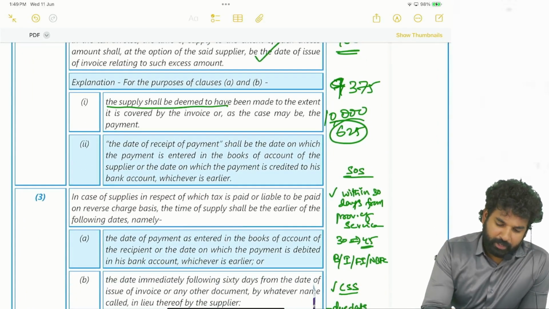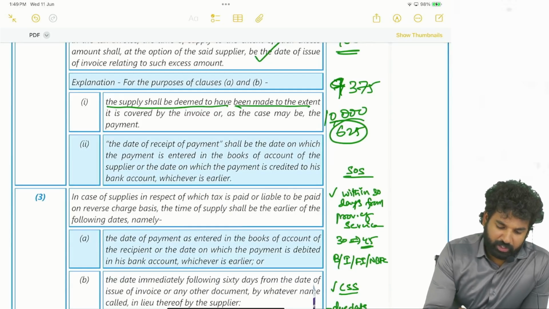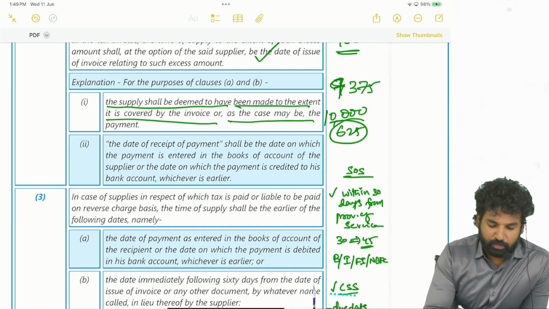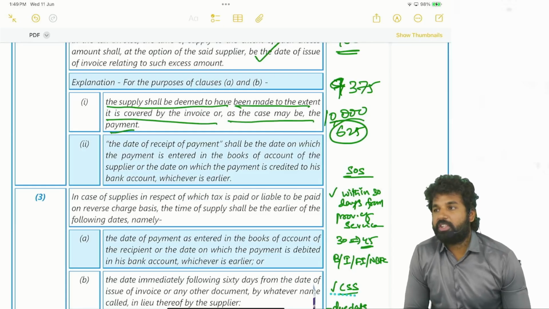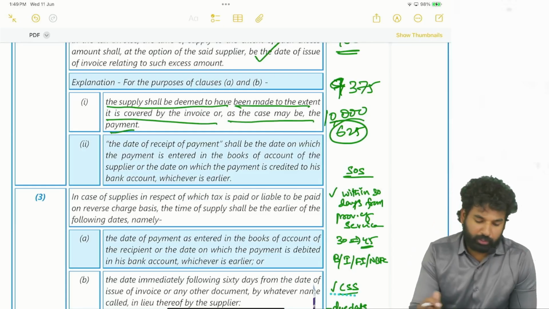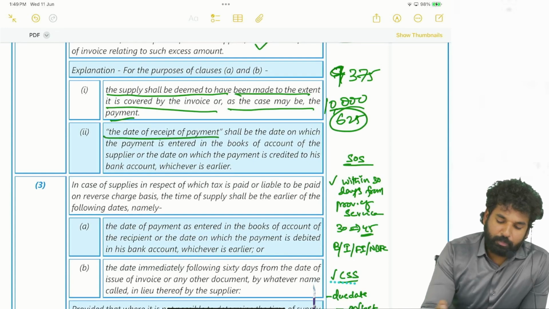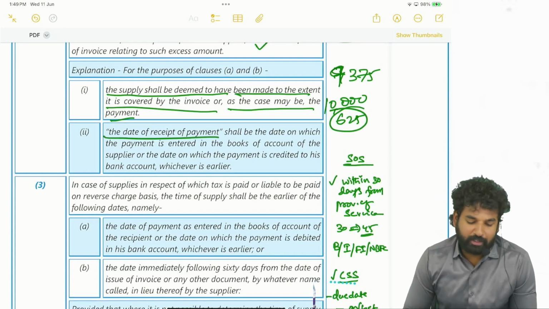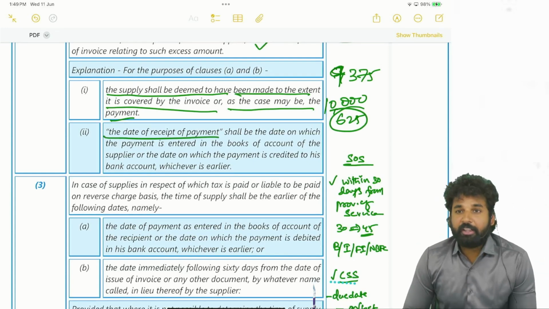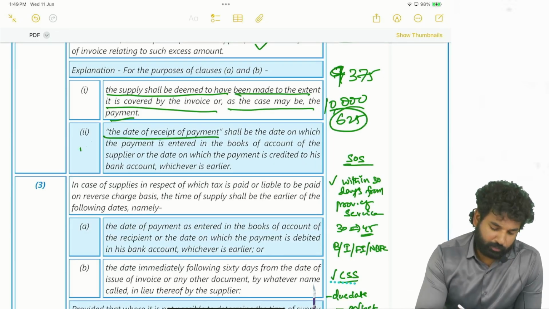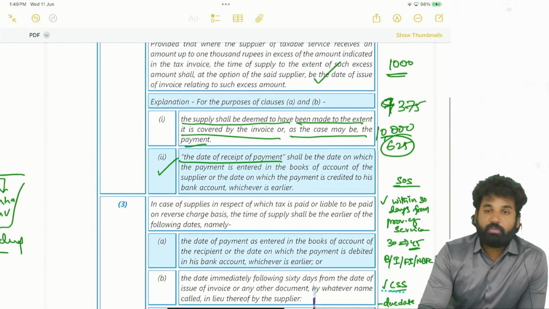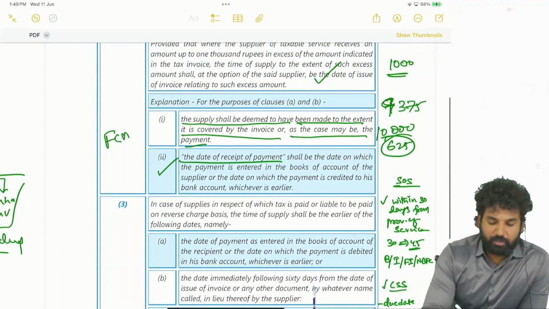See, supply shall be deemed to have been made to the extent it is covered by the invoice, or as the case may be the payment. So how much is there in the invoice, that much is the amount of supply that you have to take. Next, date of receipt of payment means the date of entry in the books of accounts or date of credit in the bank account, whichever is earlier. Okay, so this is the case of forward charge mechanism. Time of supply of services under forward charge mechanism.